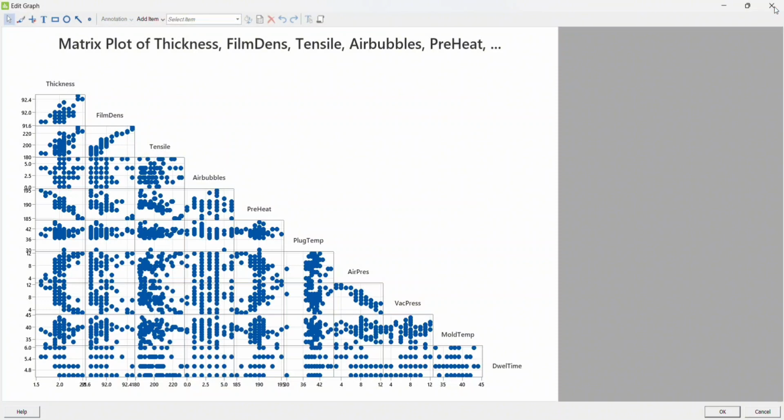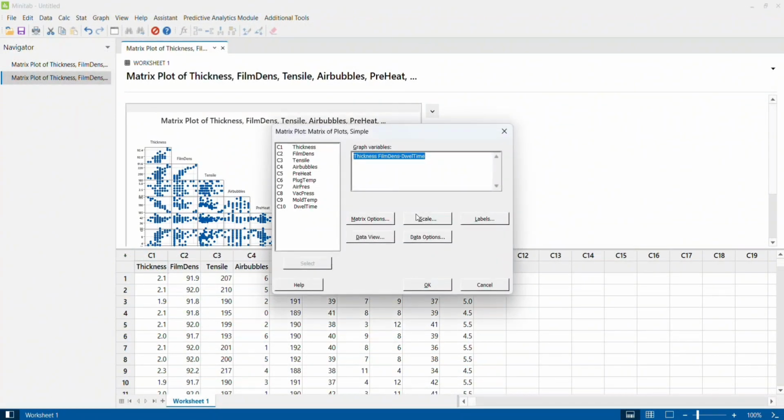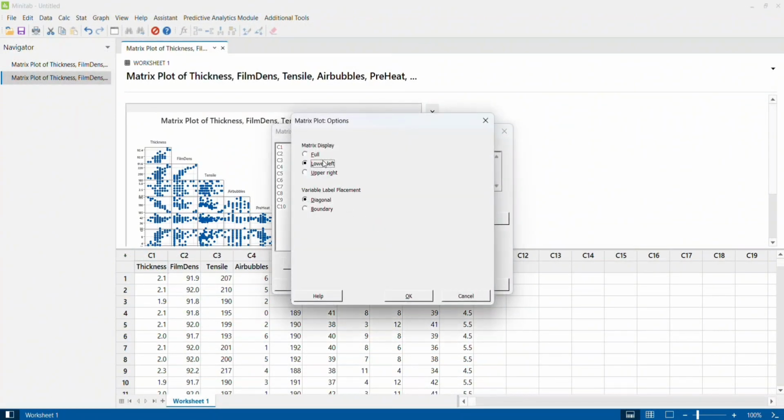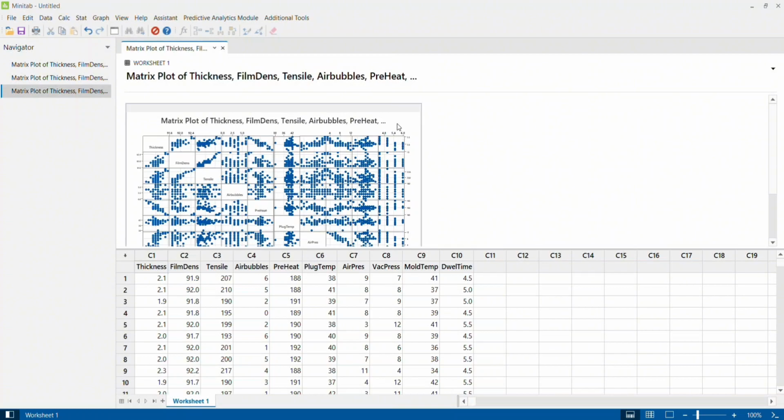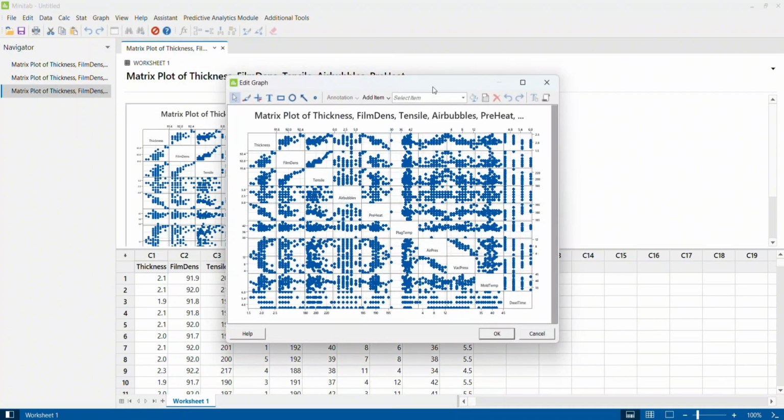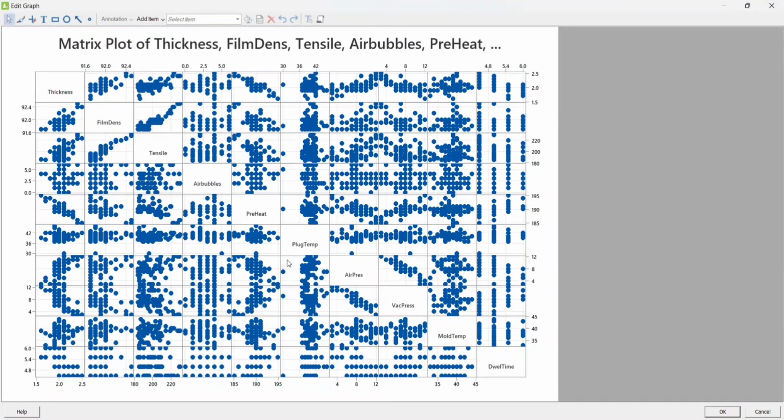And if you wanted to have a full version, you can go to matrix plot and keep this full option checked, and if you click OK and OK, you get both the graphs, and it becomes very complex to study if you want to analyze it in this way. The graph becomes very complex.